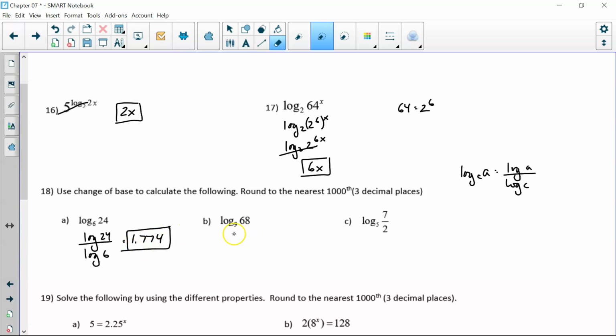For b, change of base formula, log 68 over the log of the base, 9. Remember, we're using that log base 10 for these. You're going to get about 1.920. And for part C, the log of 7 halves, don't worry, the calculator's going to do the work for us, divided by the log of 5. And when you type that in, you get about 0.778.